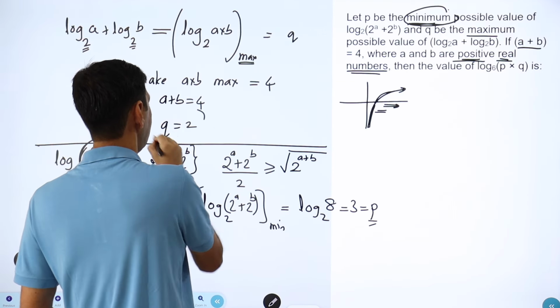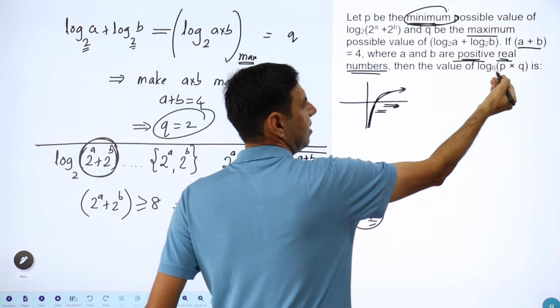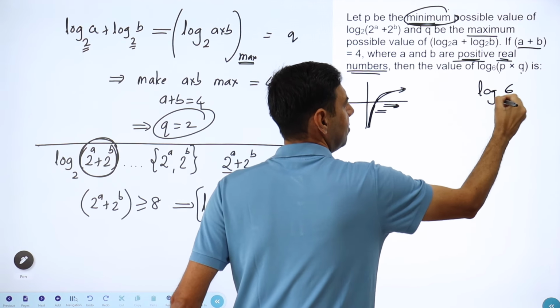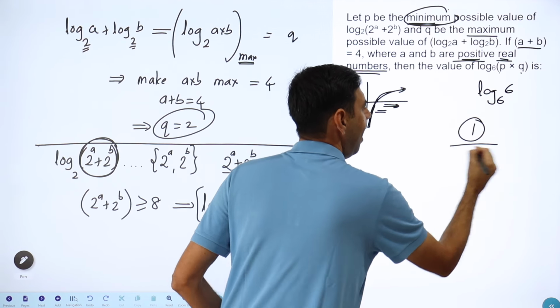And once you know your Q, you know your P, you just need to do this. This is 2 into 3. So this is log of 6 to the base 6, and 1 is the answer.